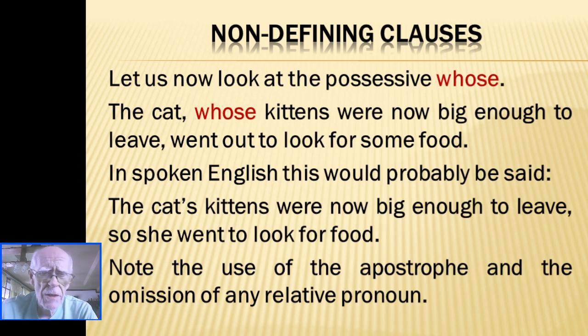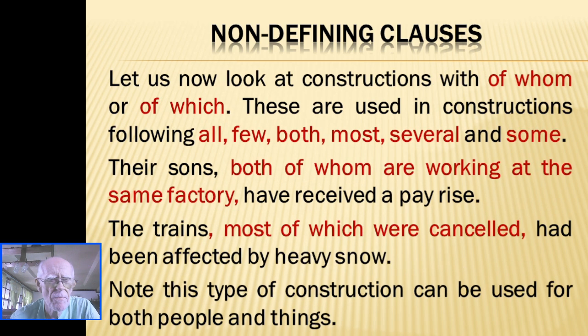Let us now look at the possessive whose. The cat, whose kittens were now big enough to leave, went out to look for some food. In spoken English, this would probably be said, the cat's kittens were now big enough to leave, so she went to look for food. Note the use of the apostrophe and the omission of any relative pronoun.